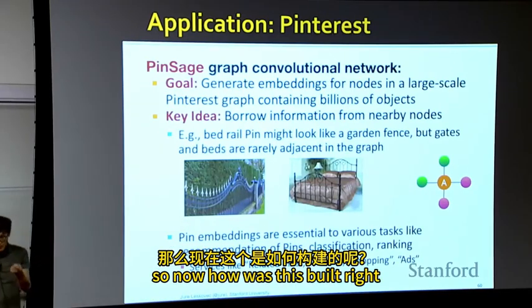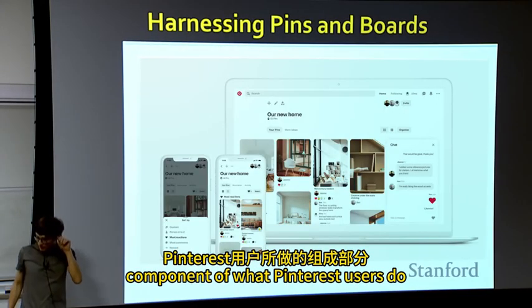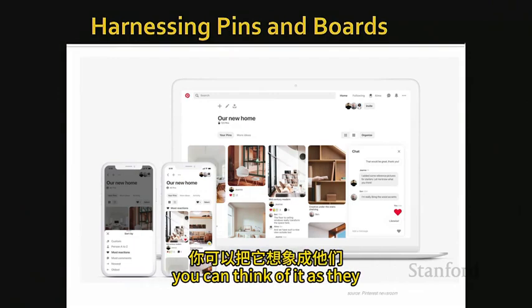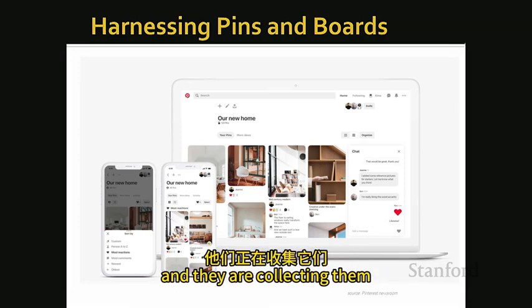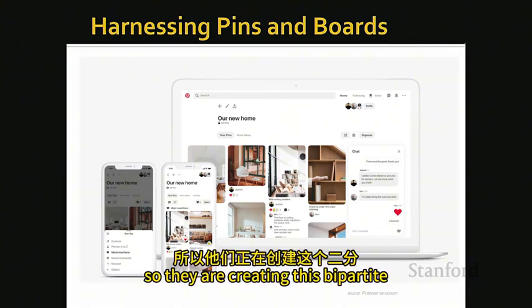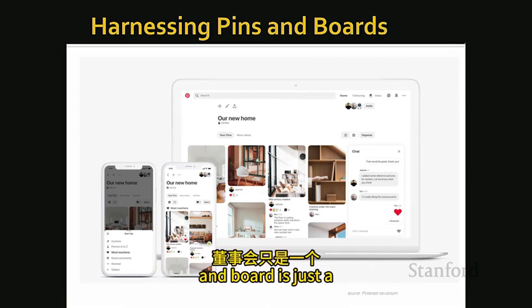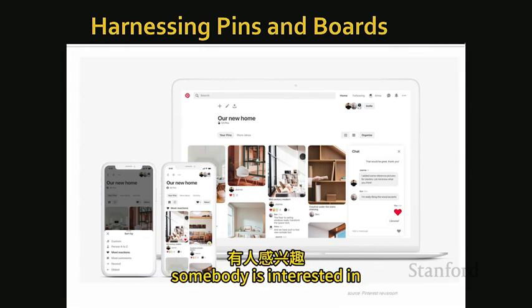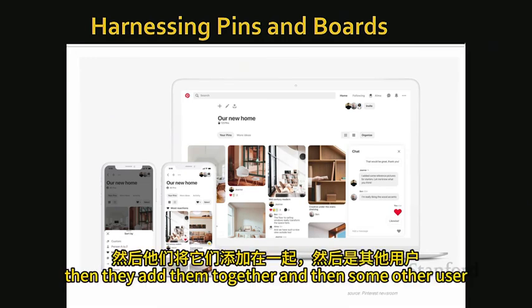So now, how was this built, right? The key component of what Pinterest users do is that you can think of them as looking at these images and collecting them in different boards. So they are creating this bipartite graph between pins and boards. A board is just a collection of images, right? So maybe somebody's interested in men's style, how to dress well, and they are browsing images and say, oh, I like this one, I like that one, then they add them together.